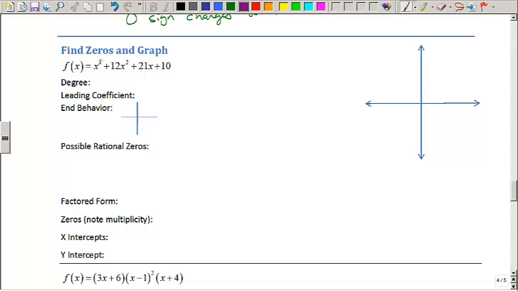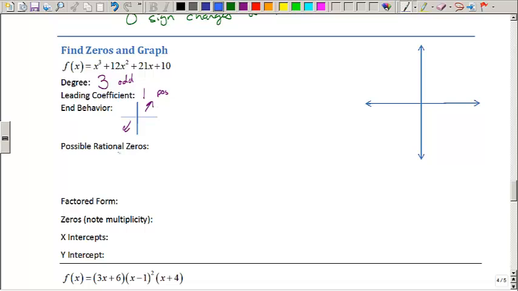My degree here is 3. My leading coefficient is 1. Notice that 3 is odd and 1 is positive, meaning that my end behavior will be down, up. Because I have a degree of 3, I'm looking for 3 total zeros, whether they're real or complex.